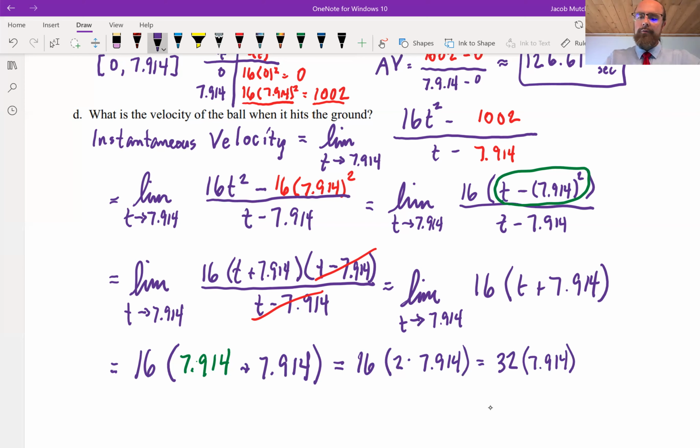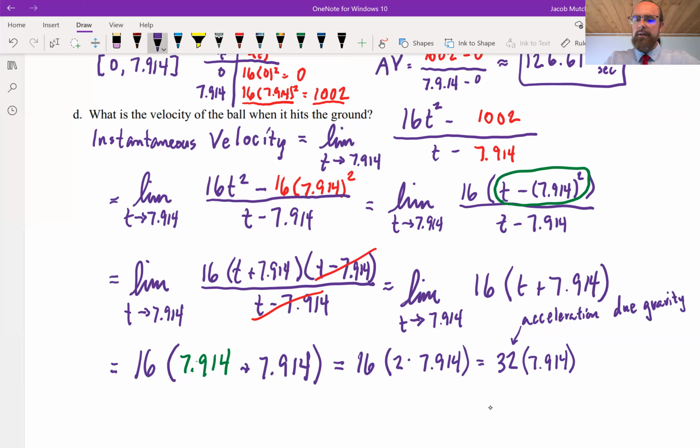And for those who are familiar with physics, this 32 is the acceleration due to gravity. And that's in feet per second squared. If it were in meters, you'd expect that to be about 9.8. So in general, what this instantaneous rate of change, instantaneous velocity, is giving us is the expression acceleration times time, which is one of the kinematics equations for the physics experts among us.